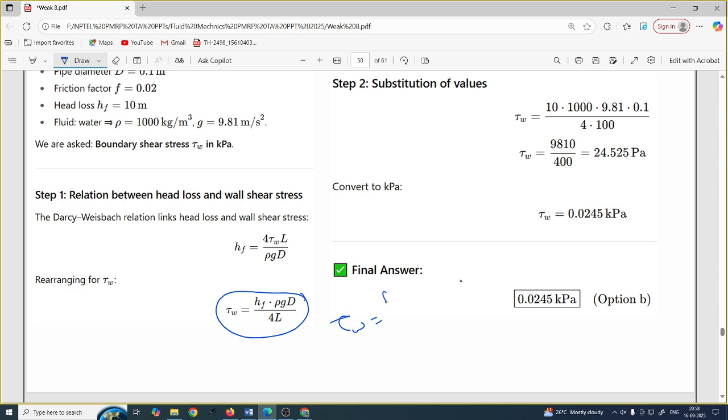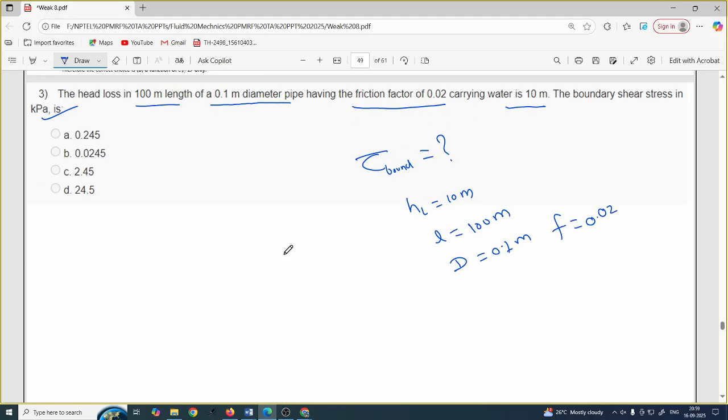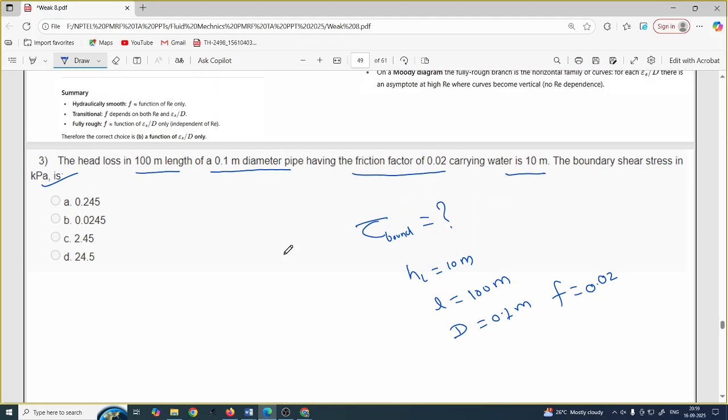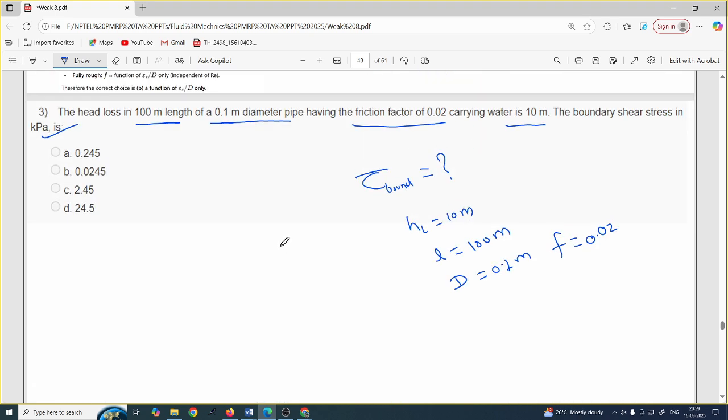Tau wall equals h_f rho g d by 4L. This is the head loss formula. From here you can calculate very easily. So your final answer will be 0.0425. This will be the final answer, option B.